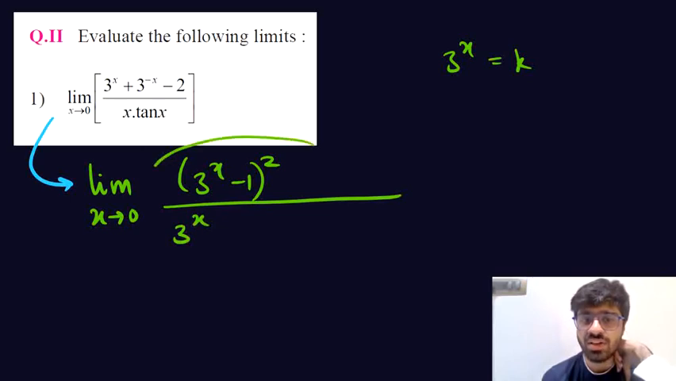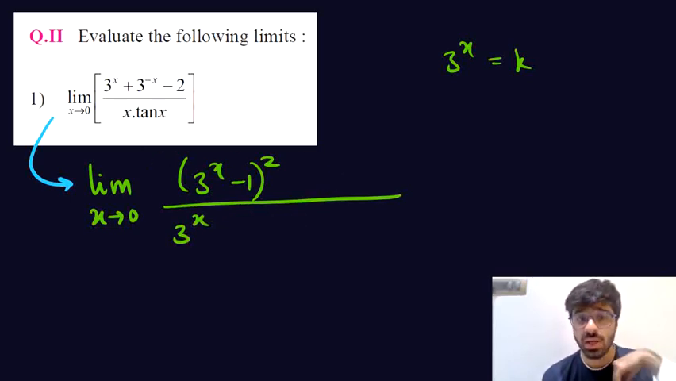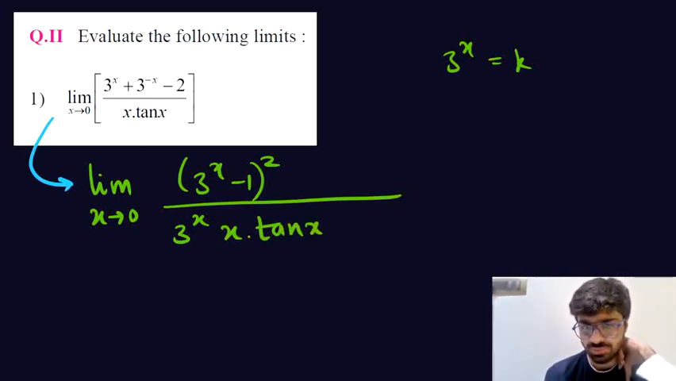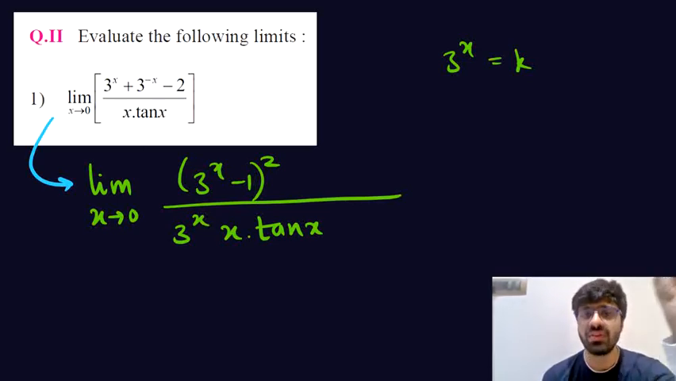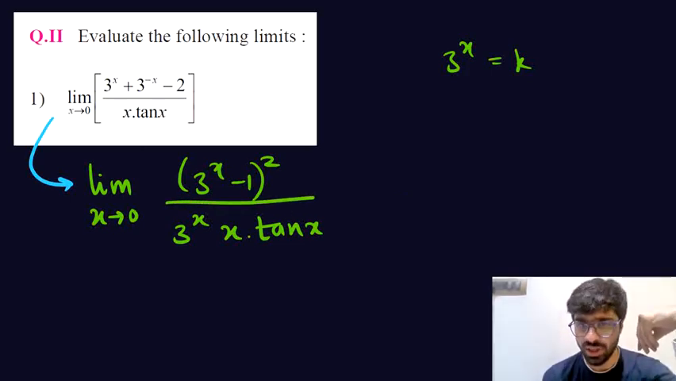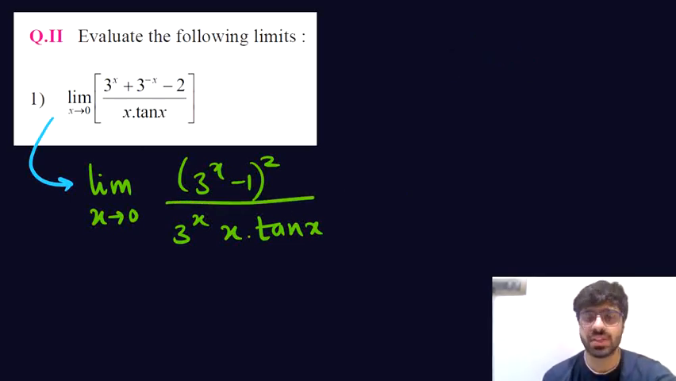So in the numerator we have 3 power x minus 1 the whole square. The denominator contains 3 power x and x tan x. Now see, we need an x in the denominator of this term, but we have that term as basically square. So we have this term 2 times, and that is why we need an x 2 times in the numerator. So we will divide the numerator and denominator with not x but the square of x.